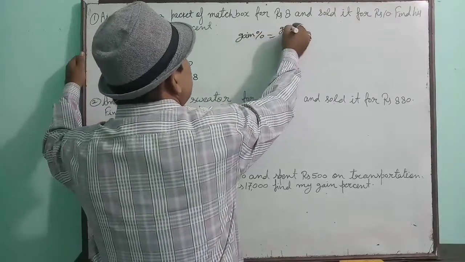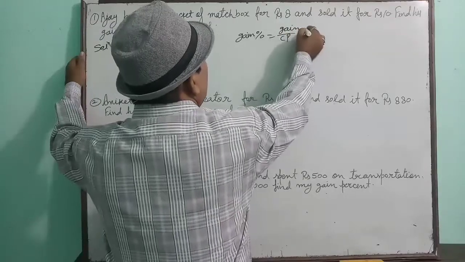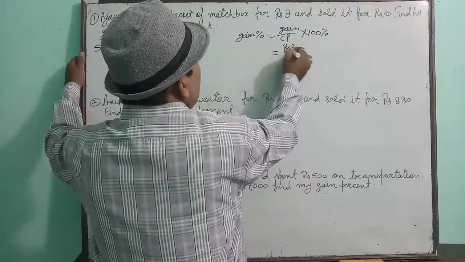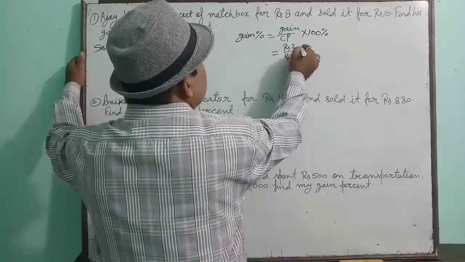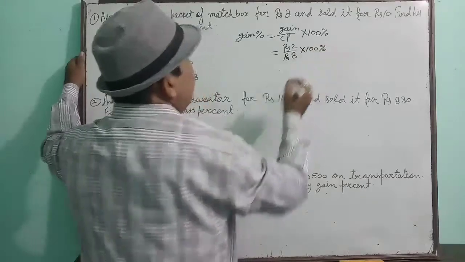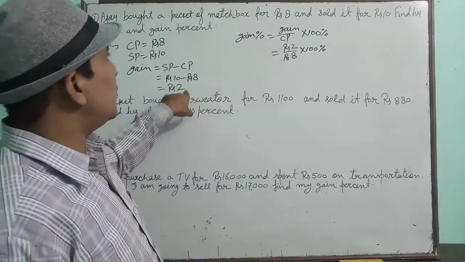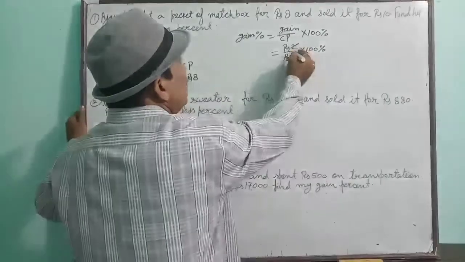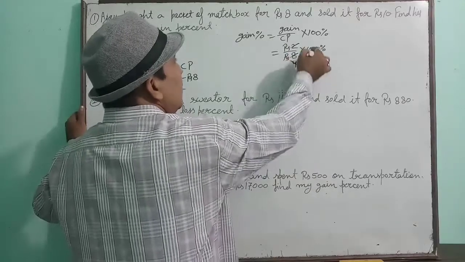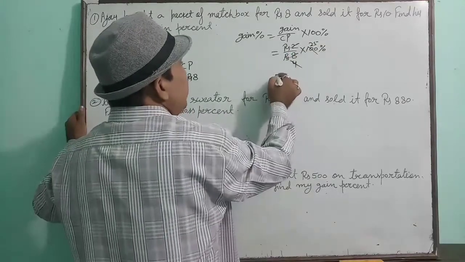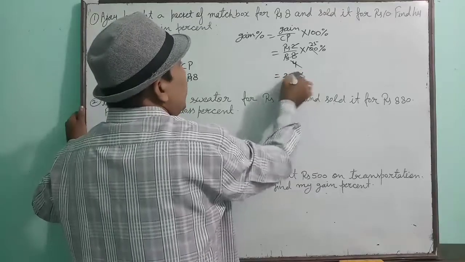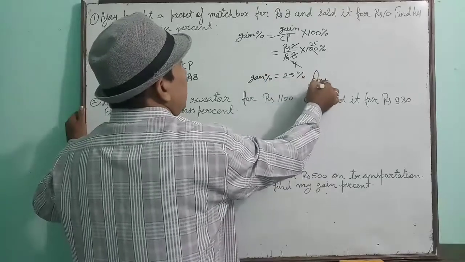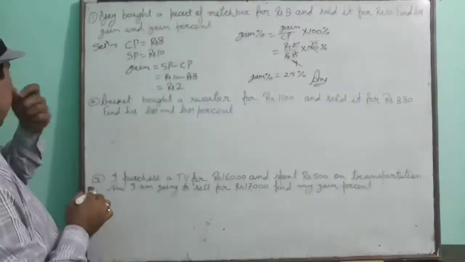The gain percent is always equal to gain upon cost price into 100%. That means rupees 2 divided by rupees 8 multiplied by 100%. Because gain we have got is 2 rupees and cost price is rupees 8, given in the question. So 2 dividing 8 by 4 times, 4 dividing 100 by 25 times, means 25% is the gain percent here. Understood? Now see the second question.